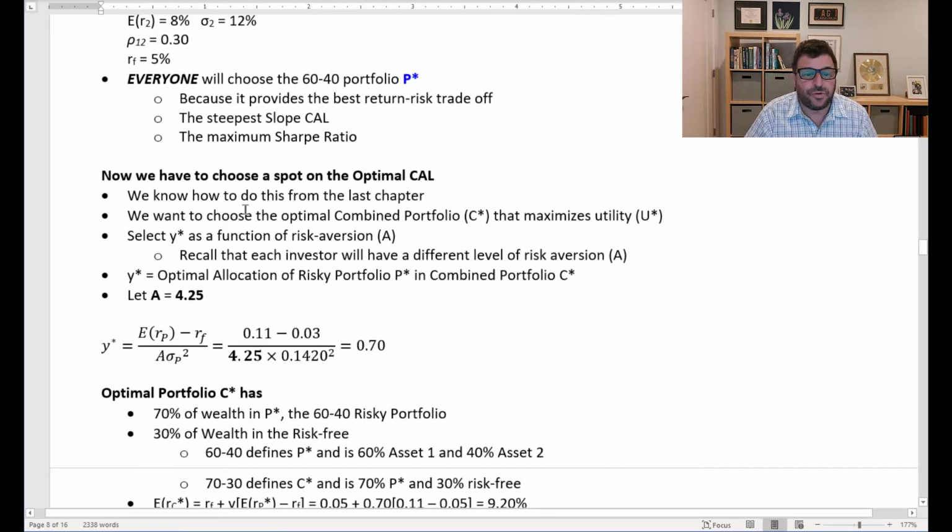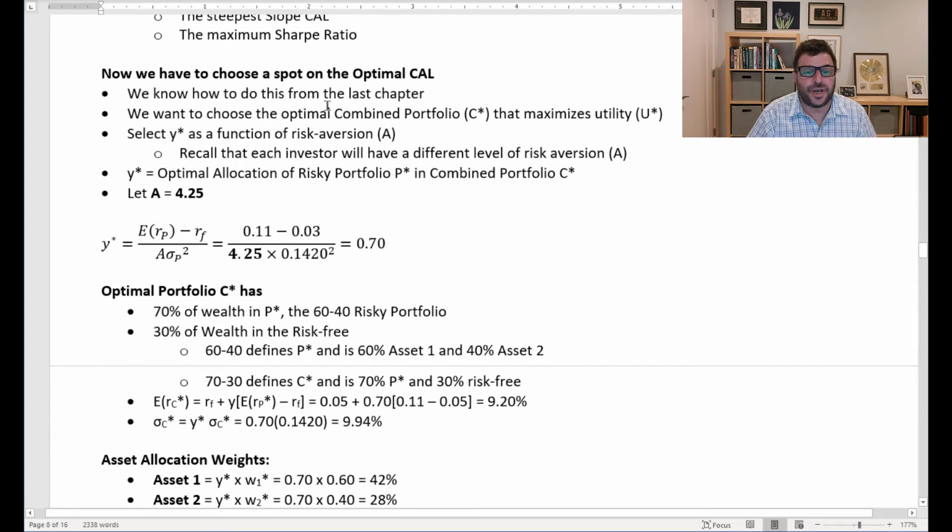Well, we know how to do this from the last chapter. We want to choose the optimal combined portfolio C star that maximizes the utility for an individual investor. And so we're going to select y star as a function of this risk aversion level. And recall that each investor will have a different risk aversion level. And so y star, the optimal allocation to the risky portfolio in the combined portfolio C, we calculate using this equation. So given some risk aversion coefficient, and we're just going to choose 4.25, sorry, not percent, I apologize, 4.25.